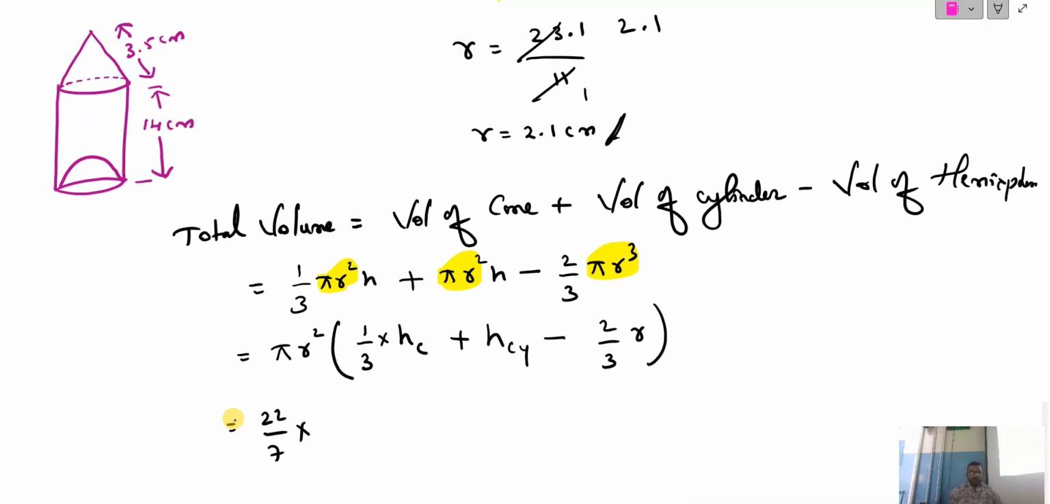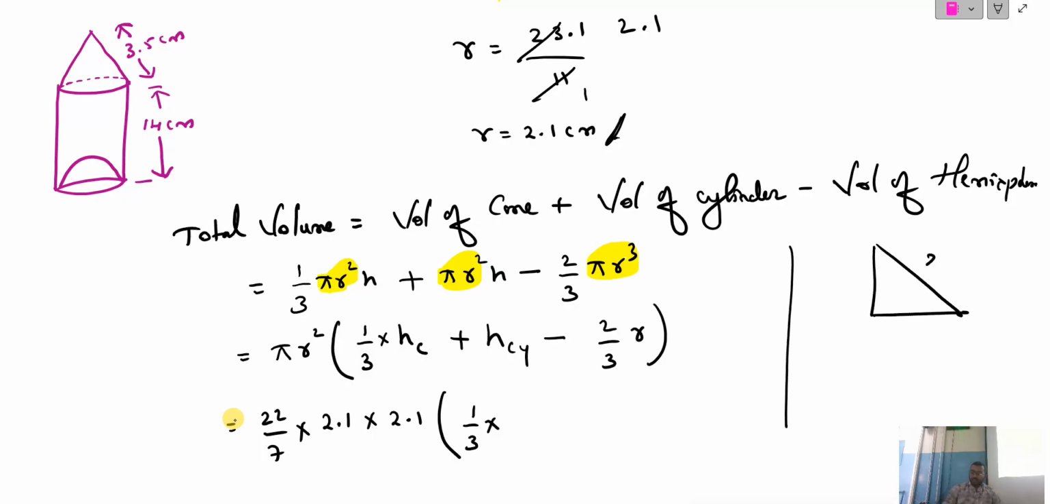Radius is 2.1, sorry. So 2.1 into 2.1, open the bracket, 1 by 3 into what is the height of cone? 3.5 centimeter. Am I right? They have given, no? Absolutely wrong. That is slant height given, not height of the cone. They have not given the height of the cone. They have given the slant height of the cone. Be careful. As you can see in this figure, they have said this is 3.5 centimeter slant height. Now this is my normal height and this is the radius.